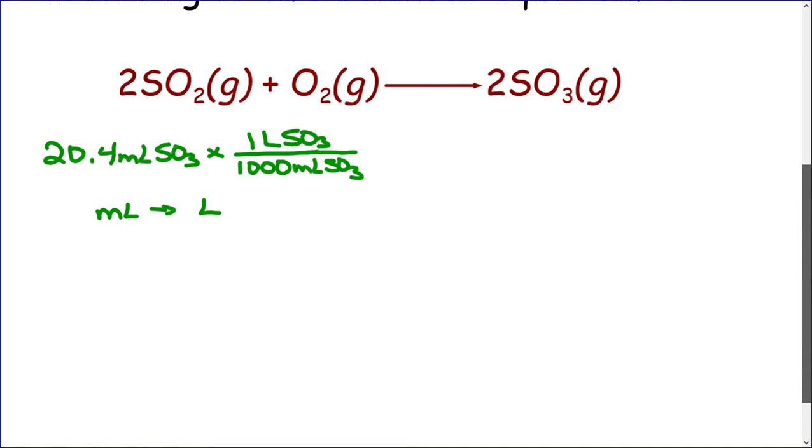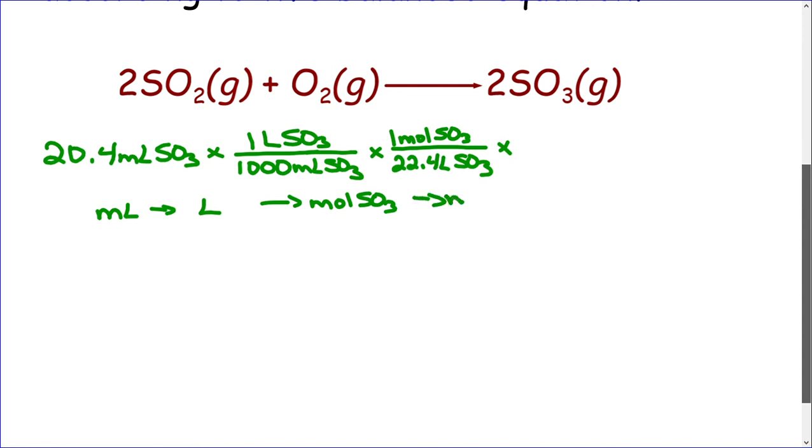20.4, I've converted milliliters into liters. Now that I've got liters, my next step is going to be to convert liters of SO3 into moles of SO3. So once I want to get into moles, then I know that 22.4 liters of SO3 is going to make 1 mole of SO3. That brings me into moles of SO3.